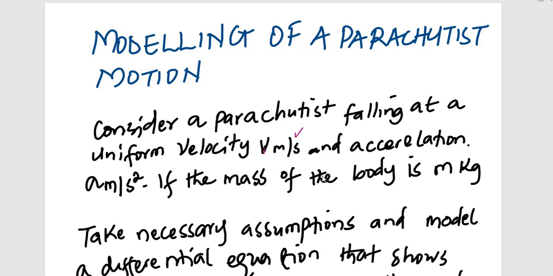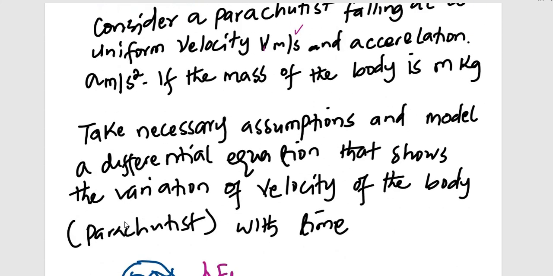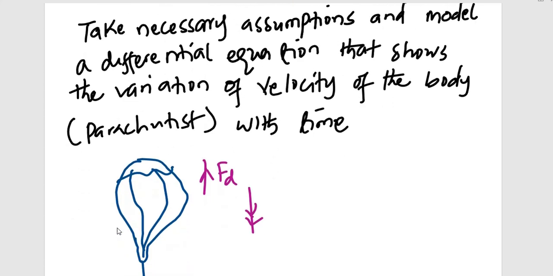If the mass of the body, that is the parachute and the person in it and its luggage, is m kilograms, take the necessary assumptions and model a differential equation that shows the variation of velocity of the body with time.